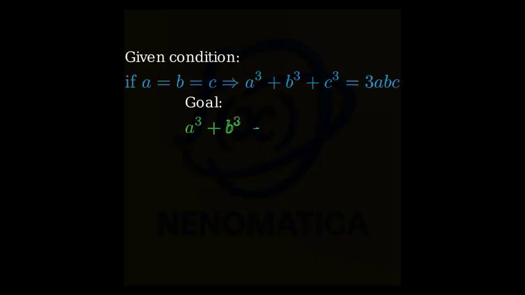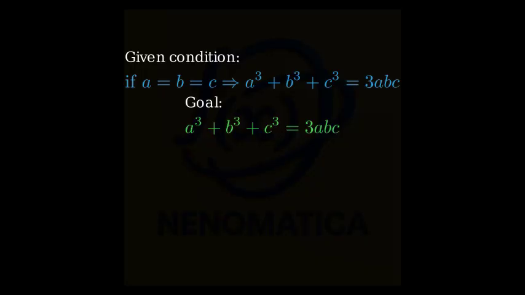In this lesson, we will prove a beautiful identity about equal numbers. If a equals b equals c, then a cubed plus b cubed plus c cubed equals 3abc. We'll use a powerful factorization and a clean substitution.